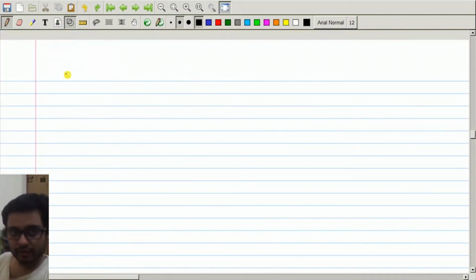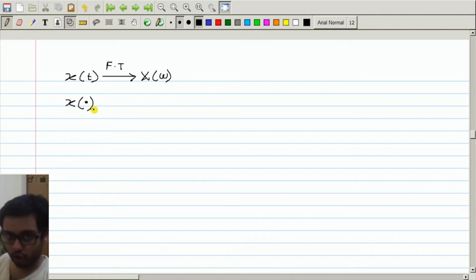Suppose we have a function x of t. The Fourier transform of this function is capital X of omega. Now this small x is a function whose variable is t, but I can also write this as x dot without mentioning what is the variable. Okay, so this x may be something like sine, cosine, log, exponential, polynomial, but I am not mentioning the independent variable.